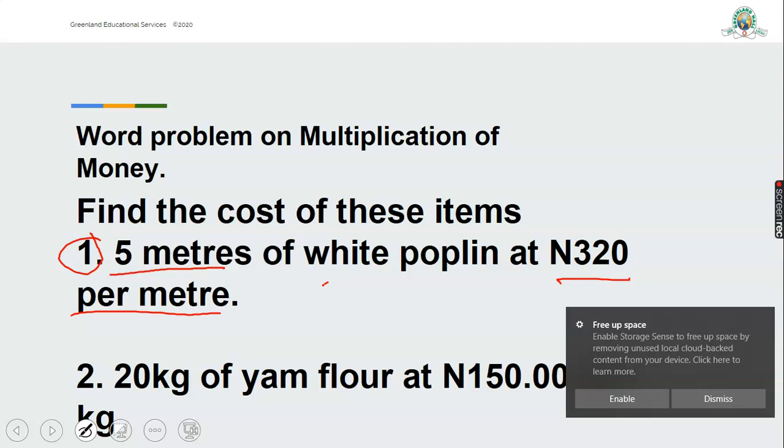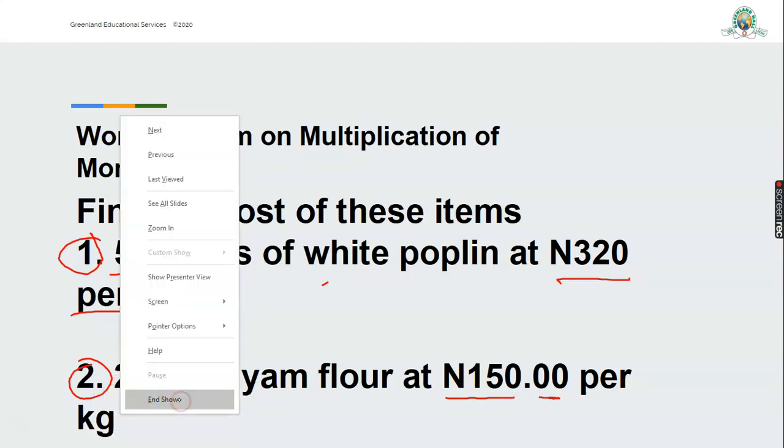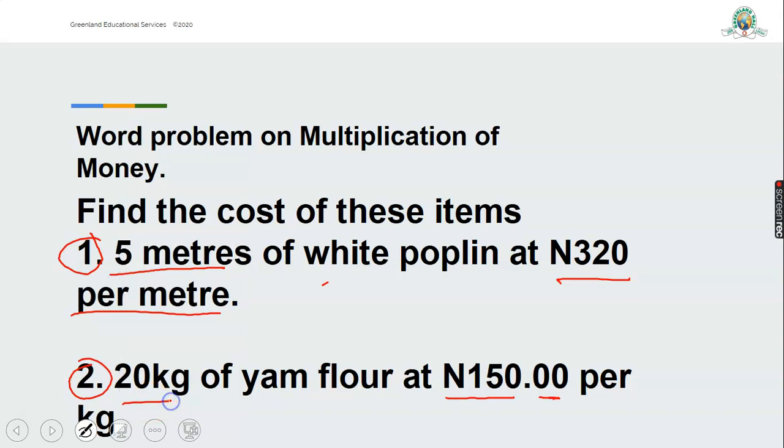Look at the second example. 20 kilograms of yam flour at 150 naira 0 kobo per kilogram. So 1 kilogram is 150 naira. See the kobo, there's nothing in the kobo, it is 0, so we may omit that since there's no kobo. So 1 kilogram is 150 naira, and we want to know how much we are going to pay for 20 kilograms. Let's check.